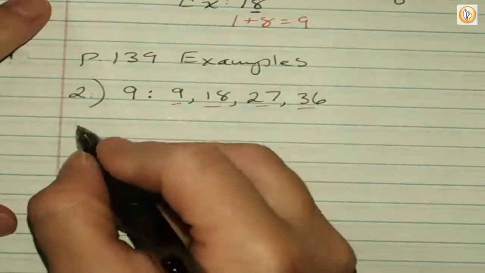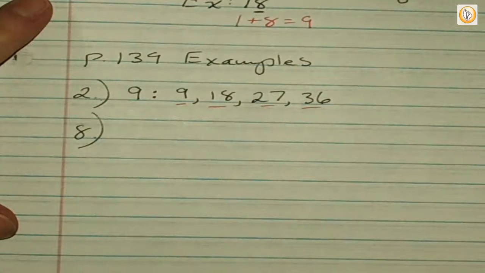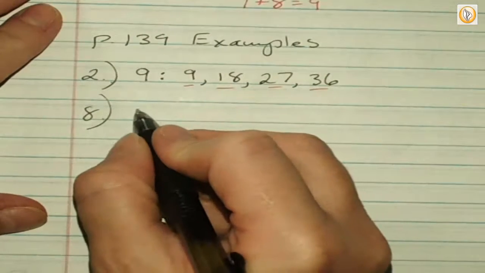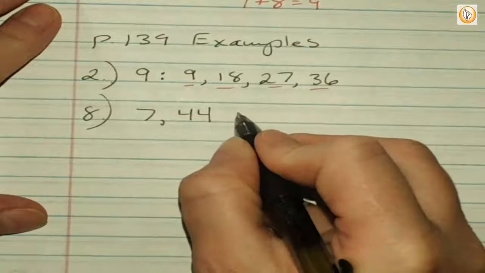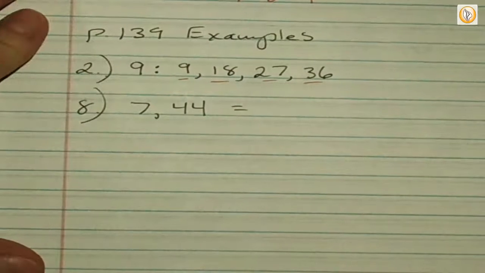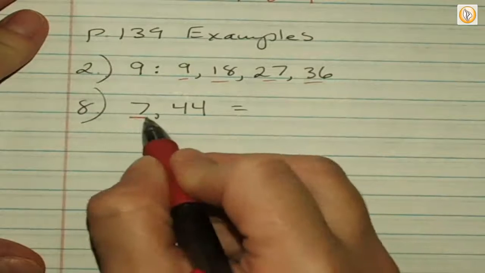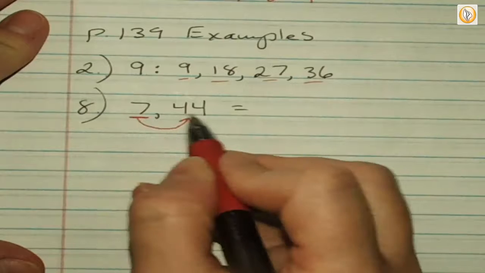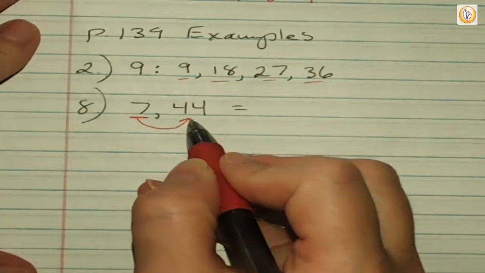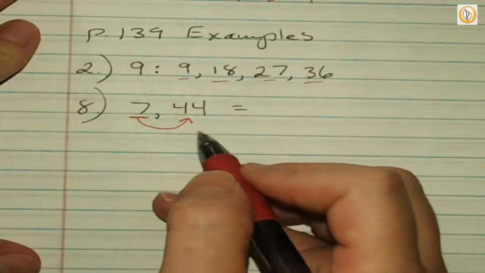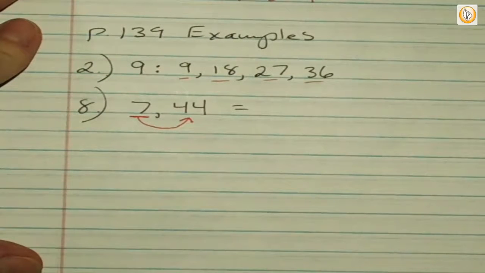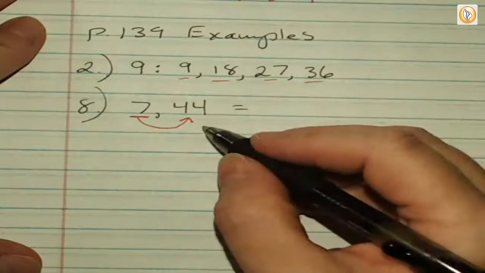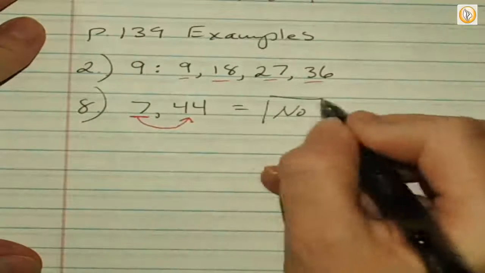Let's look at 8. Is the first number a factor of the second? Okay, so 8 says 7, 44. What they are asking here is, is 7 a factor of 44? Meaning, can 7 go into 44 evenly with no remainders? And Talia is shaking her head. So you think it's no? No. 7 times 6 is 42. That's right. And 7 times 7 is 49. So the answer is no.